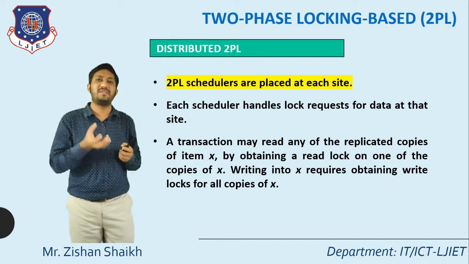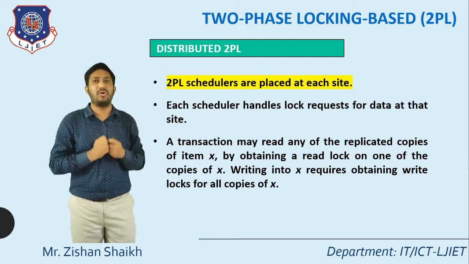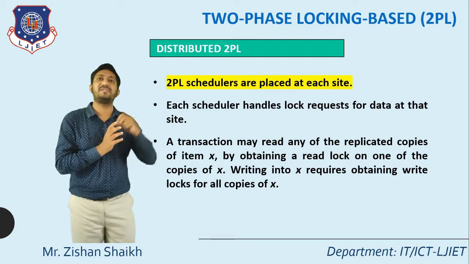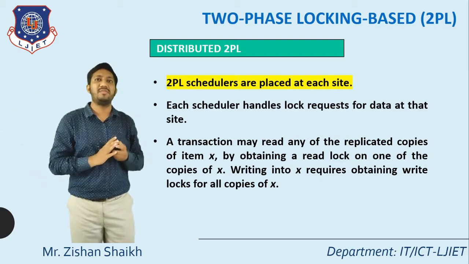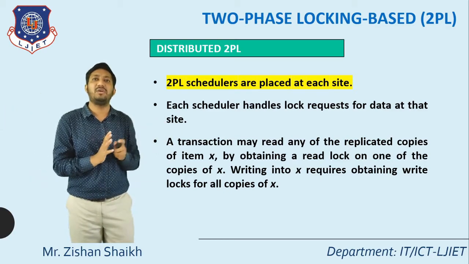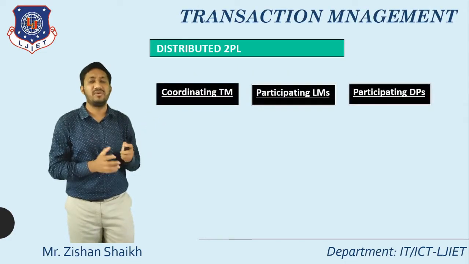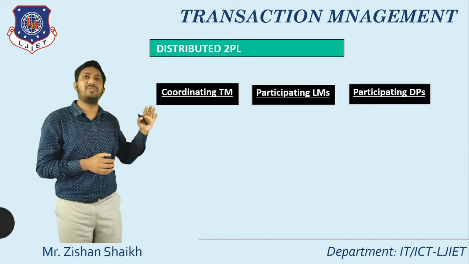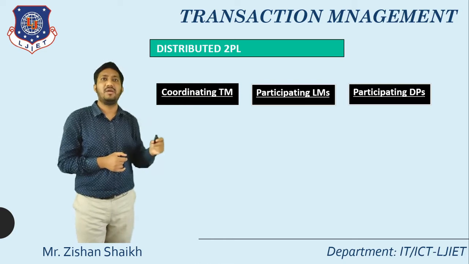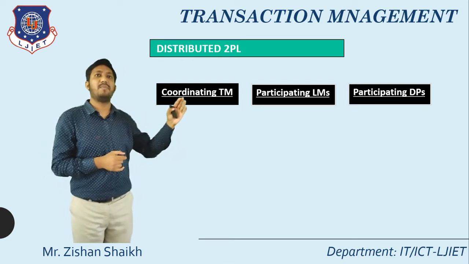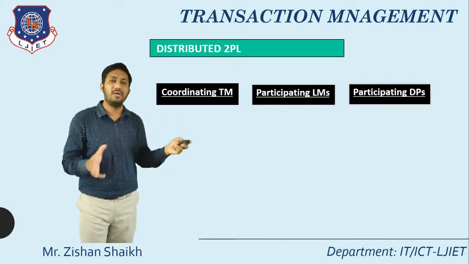If any data item is requested at a particular site, it checks whether it can be obtained or not. If it is not available, the request is redirected to another site, but the user is not aware of that. This is all about the transparency of our DBMS. Now understand how exactly this algorithm is working. When we talk about distributed 2PL, it is divided into three parts: the coordinating transaction manager, the participating lock managers, and the participating distributed processing.